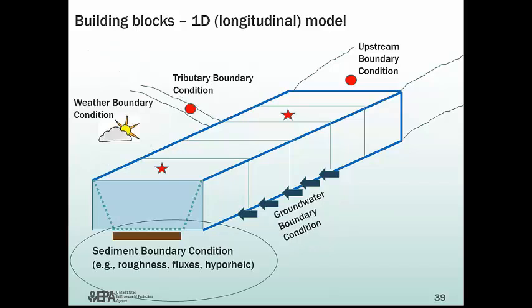Finally, there's the bottom boundary, the bottom of the river. We have to define aspects of that so that we have the river flowing, physically, the water moving in the way that we observe it moving. And so the roughness of the bottom must be defined. And there may also be fluxes of constituents in and out of the sediments that need to be estimated.